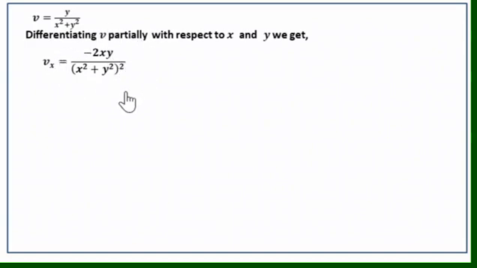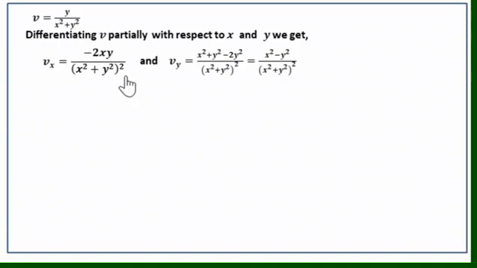And what is vy? ∂v/∂y: differentiate v with respect to y keeping x constant, using the quotient rule again. So ∂v/∂y is the denominator squared, (x² + y²)², and in the numerator we have (x² + y²) times the derivative of y, that is (x² + y²) times 1, minus y times the derivative of the denominator, that is minus y times 2y, minus 2y². So we get (x² - y²)/(x² + y²)².